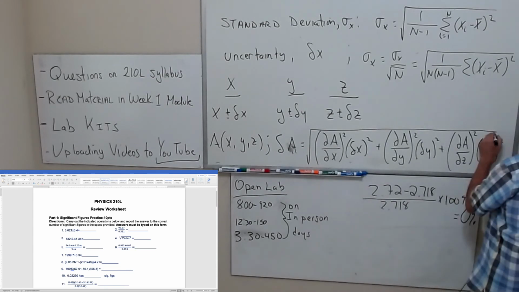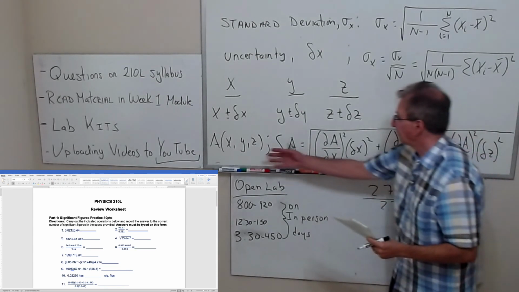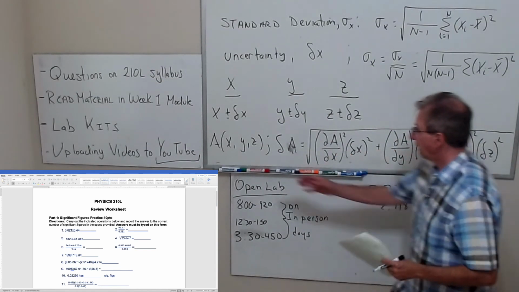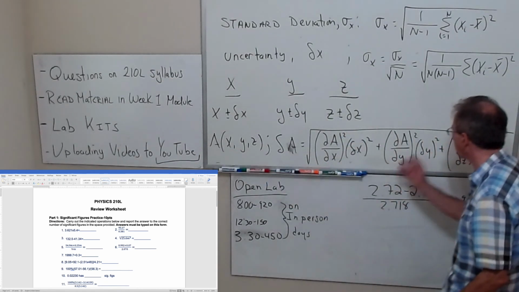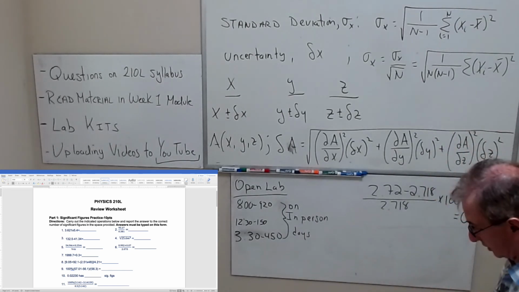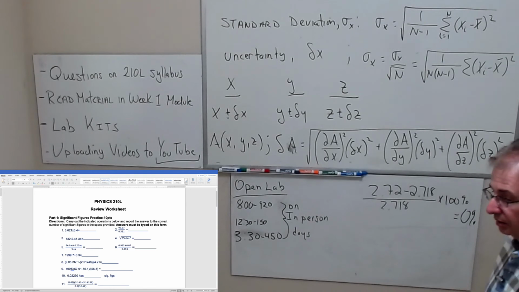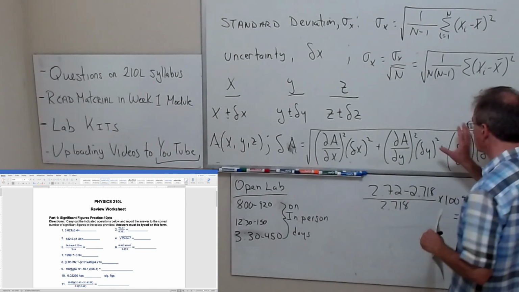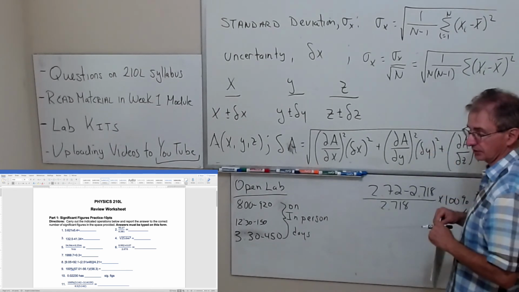Okay, if A was dependent on four variables, you would have four terms like this. If A only depended on two variables, then you would only have two terms like this. And again, you've done this last semester, right? Any questions or concerns on how to do these calculations?